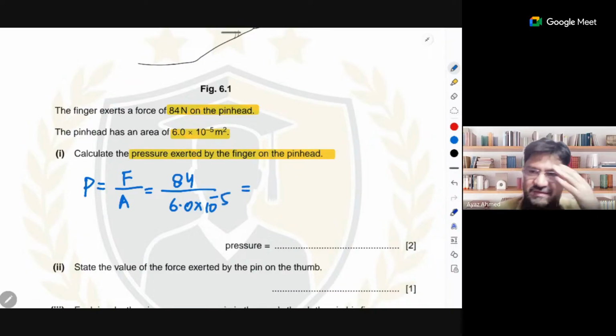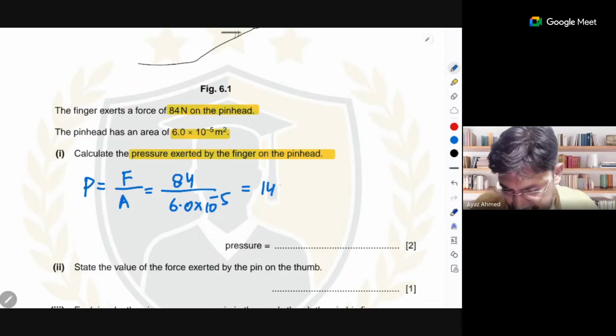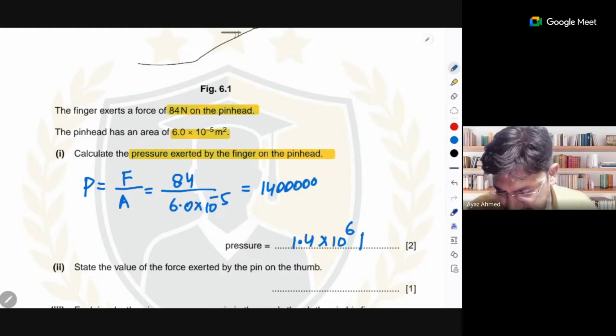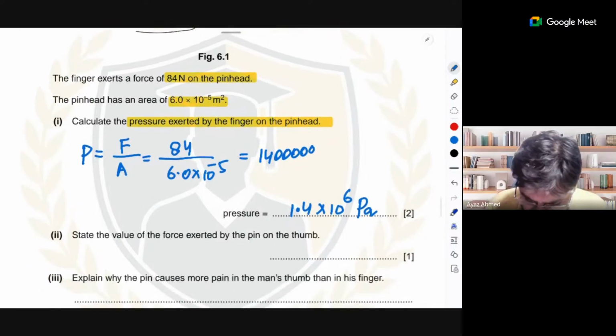Yes, Ariba, what is the answer? Sir, 14 and then 5 zeros. 14, 1, 2, 3, 4, 5 zeros. So it would be written as 1.4 into 10 raised to the power 6, and the unit will be Pascal. Are you getting this? Is this clear to everyone? Yes, sir.